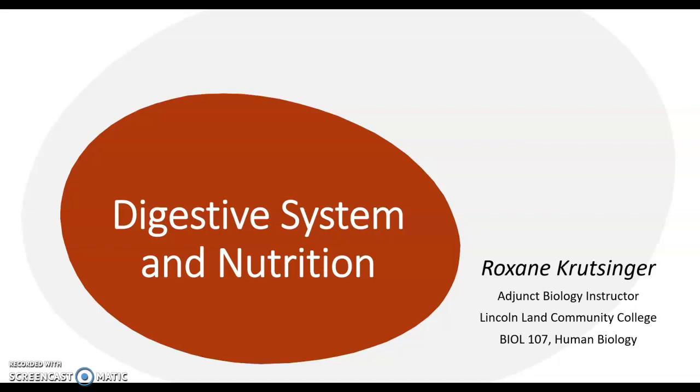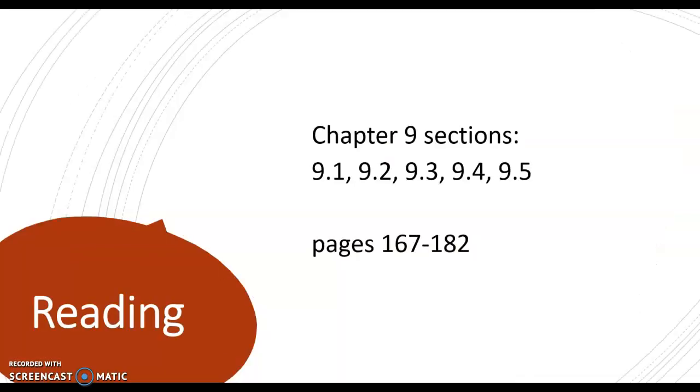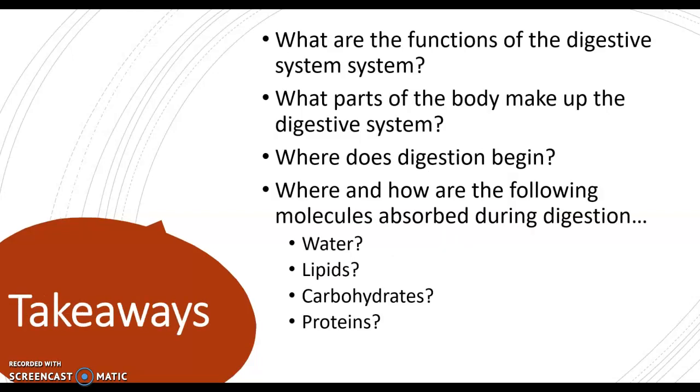Chapter 9 of our textbook covers the digestive system. We are going to be looking at sections 1 through 5. And we want to be able to define the functions of the digestive system, list what parts of the body make up the digestive system, and describe where digestion actually begins.